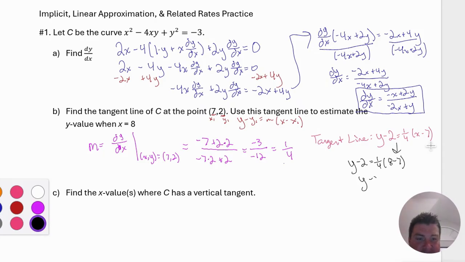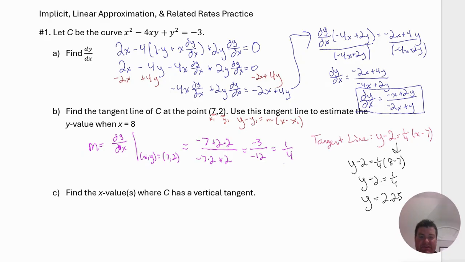When I do this, I'm going to end up with the 1/4 on the right hand side. So my y value is going to end up being 2.25 because I'm going to add 1/4 plus 2. So that is my estimated y value whenever I go through this process.